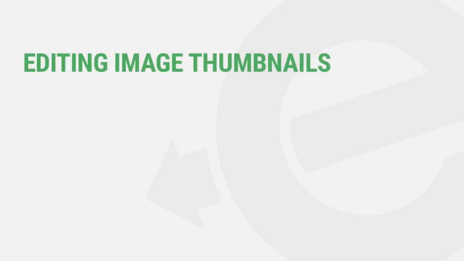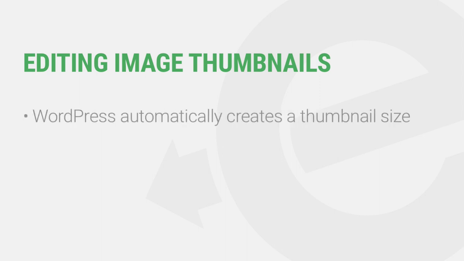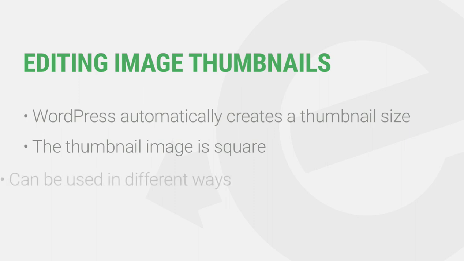Thumbnail images refer to a specific size and crop of your image. For every image you upload, WordPress automatically creates the thumbnail size for you, along with several other sizes: small, medium, and large. By default, the thumbnail is a square, and it will feature the centermost part of your image. It's important to point out that different WordPress themes use thumbnails in different ways.